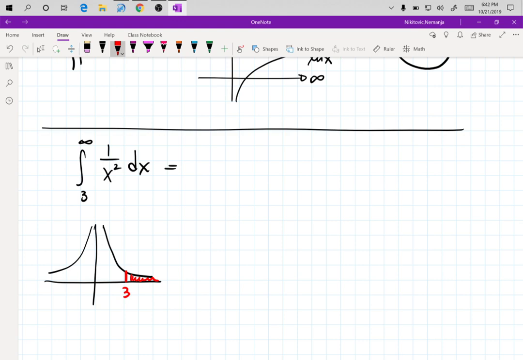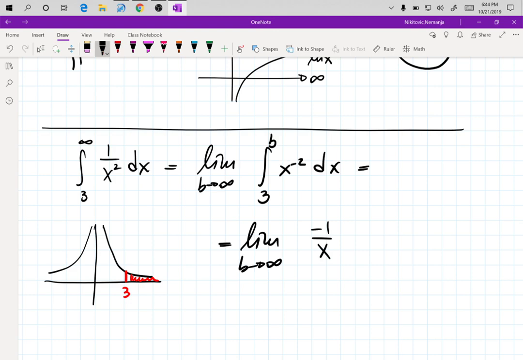Again, same calculation: limit as b goes to infinity of the integral from 3 to b of x to the negative 2 dx. The integral of x to the negative 2 is x to the negative 1 divided by negative 1, so negative 1 over x, computed from 3 to b. And this becomes the limit as b goes to infinity of negative 1 over b plus 1/3.